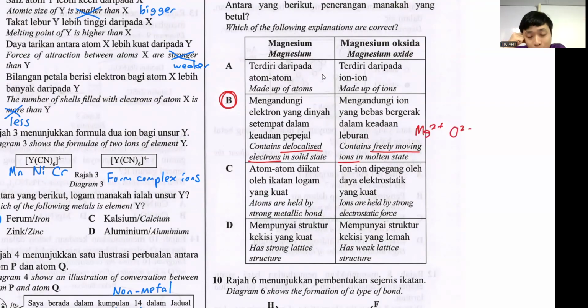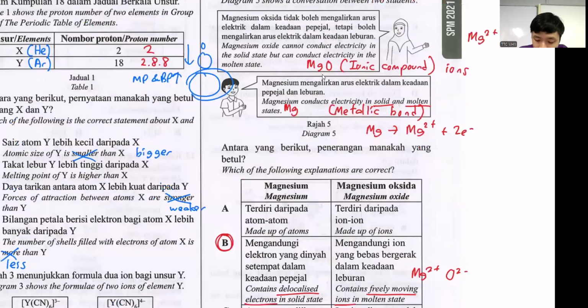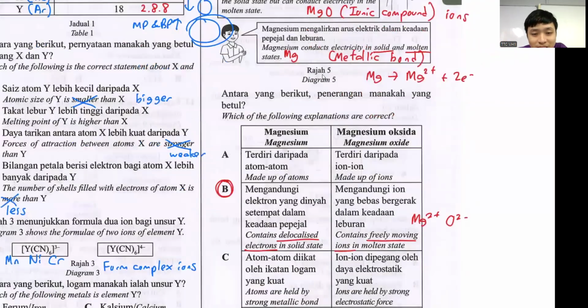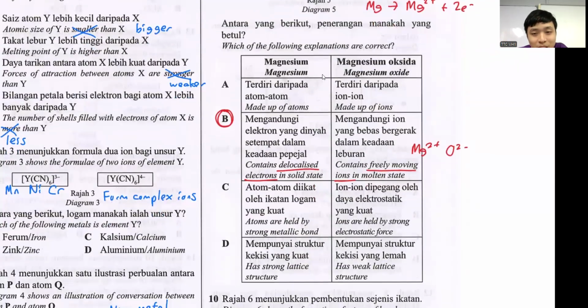Why it can conduct electricity? They are talking about the electricity part. Sometimes students get this one wrong because it's a little bit confusing, like B and C. People normally just circle one of them.